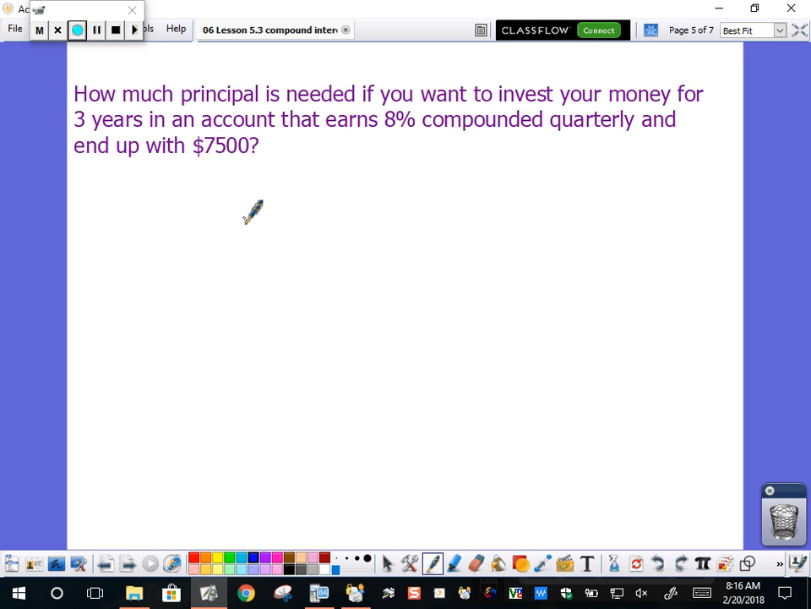All right, so let's try this one. In this one, we're trying to work the other way around. We want to know how much should you start with if you want to invest your money for 3 years in an account that earns 8% interest, compounded quarterly, and at the end, you want to have $7,500. So now we're trying to find P, and we know A.